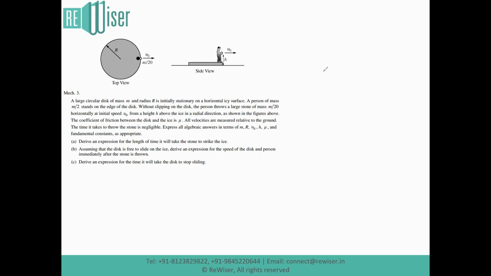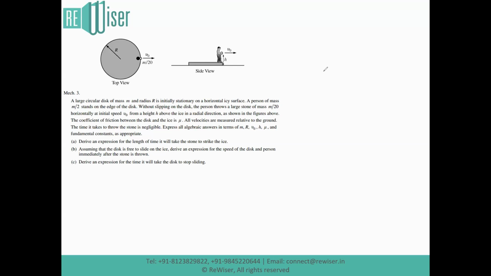The coefficient of friction between the disk and the ice is mu. All the velocities are measured relative to the ground. The time it takes to throw the stone is negligible. Express all algebraic answers in terms of mass m, radius r, velocity v0, height h, coefficient of friction mu, and the fundamental constants if and where appropriate and necessary. Let's try to answer this question.